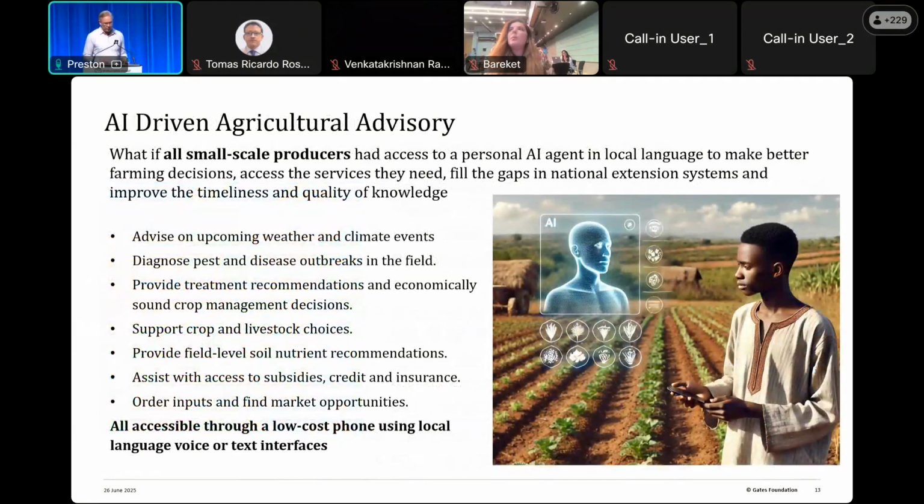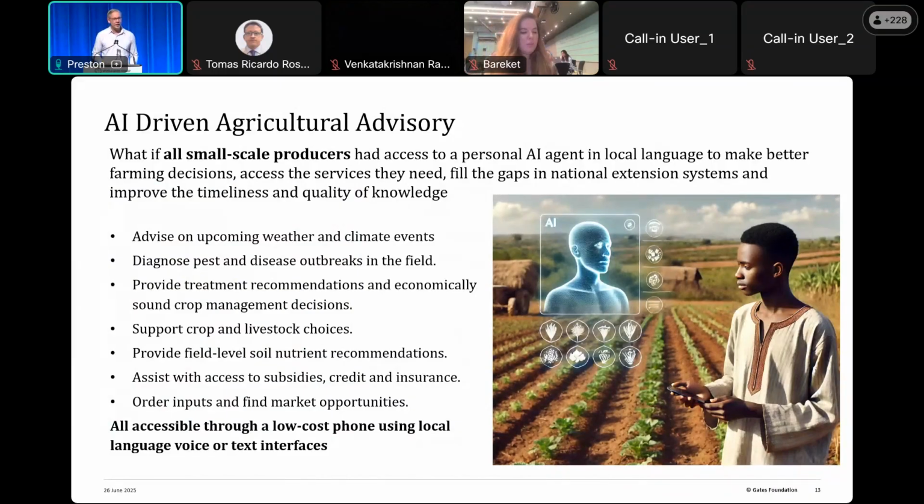I'll dive quickly into just one use case that we're really focusing on, and that's AI-driven agricultural advisory services. As has been mentioned a few times, the ratio of farmers to extension agents is not where it needs to be. Investment in R&D and extension in many countries is low. And so just imagine the possibilities of a smallholder farmer having access to any information that they need at their fingertips through a voice interface in their local language on demand. It is potentially hugely transformational.